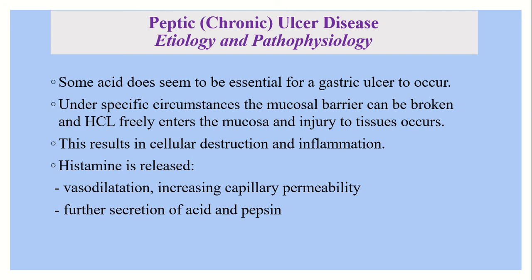About the etiology and pathophysiology of peptic ulcer disease, some acid does seem to be essential for a gastric ulcer to occur. Under specific circumstances, the mucosal barrier can be broken and the hydrochloric acid freely enters the mucosa and injury to tissues occurs. This results in cellular destruction and inflammation. After this, histamine is released from the mast cells, resulting in vasodilatation, increasing capillary permeability, and further secretion of acid and pepsin.